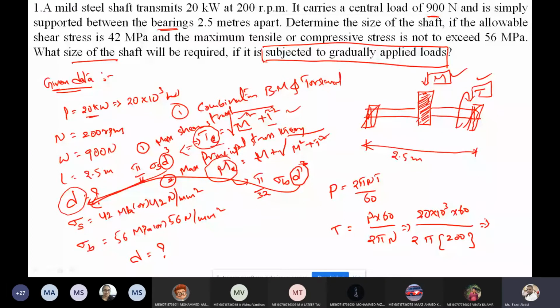Make it fast, Babu. Don't take too much time to calculate.